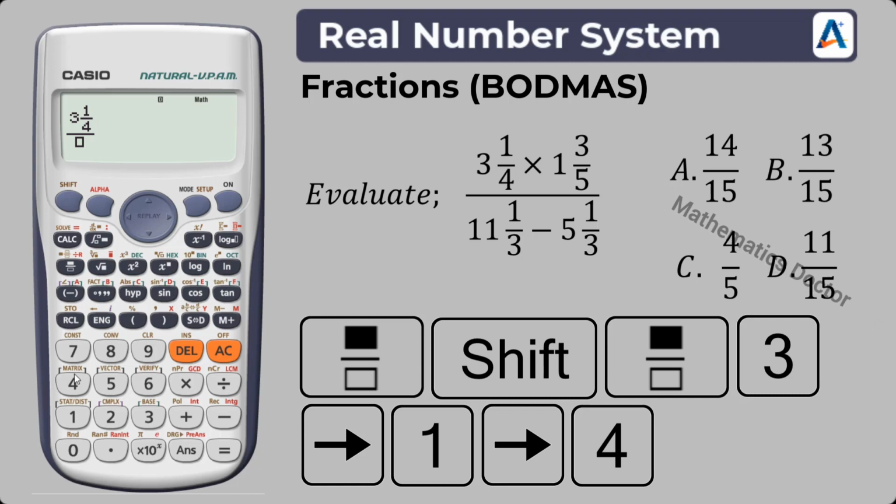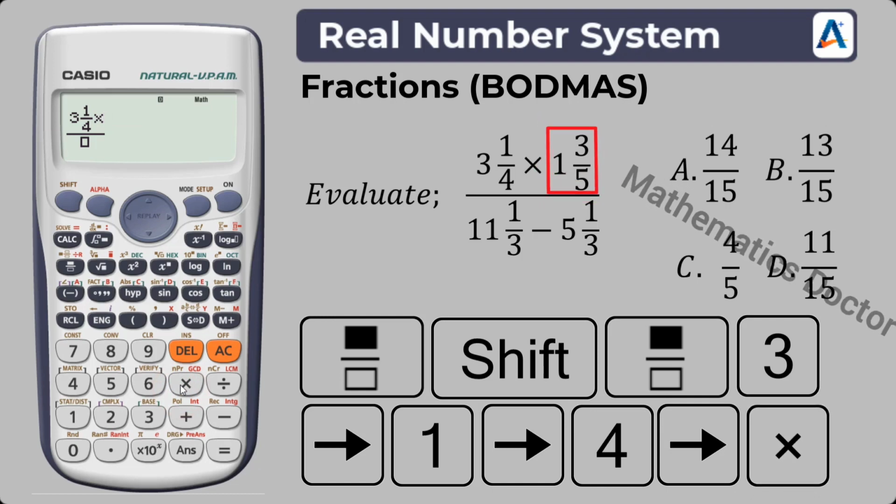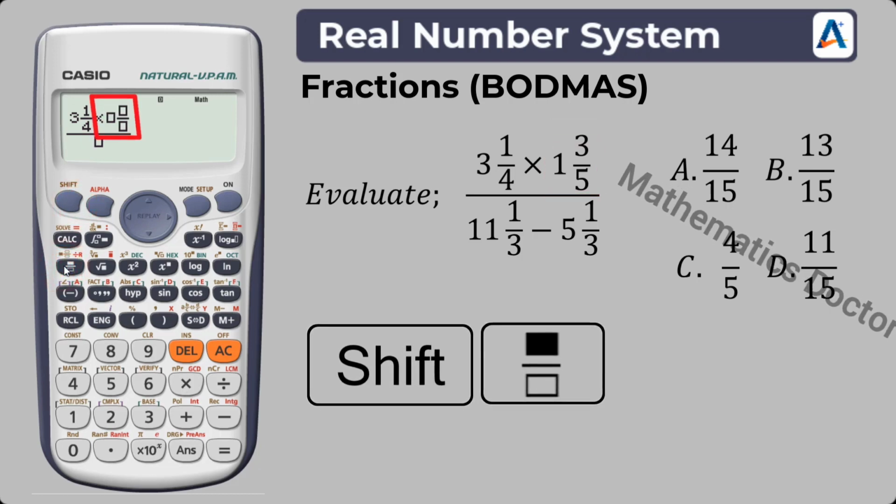Now we need the operational sign multiplication. So since the indicator is blinking at the denominator, press the arrow key to the right side so that the indicator will go to the side of the fraction, and press the operational sign, which is multiplication. So we press the multiplication key. The next fraction is a mixed fraction, which is 1 whole number 3 over 5. So we press the shift and press the fraction key to give us the mixed fraction boxes.